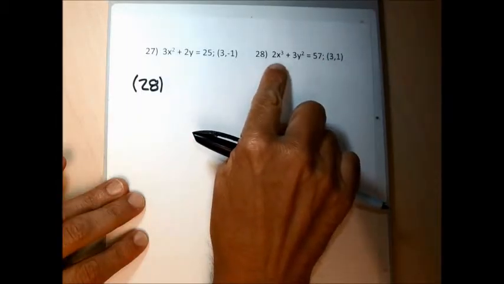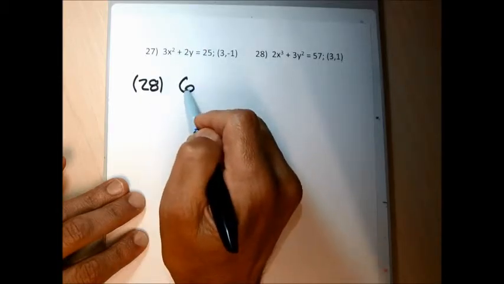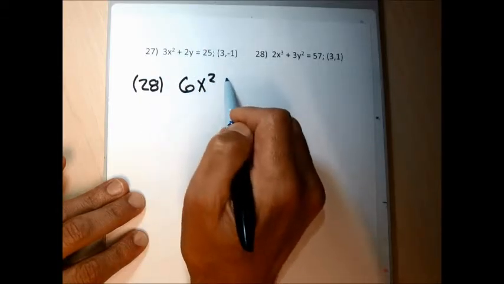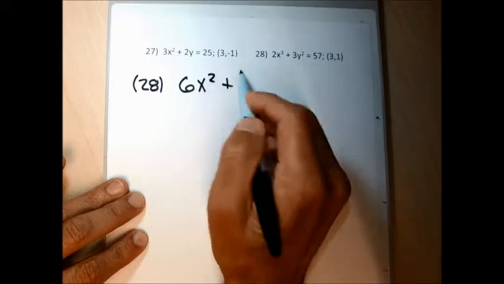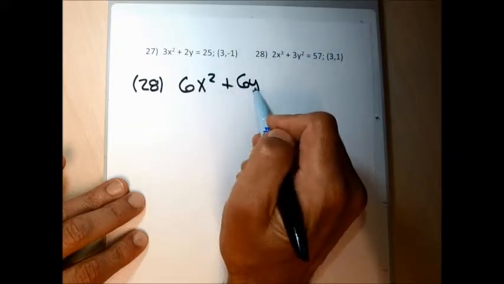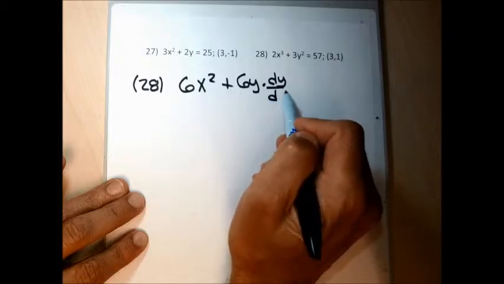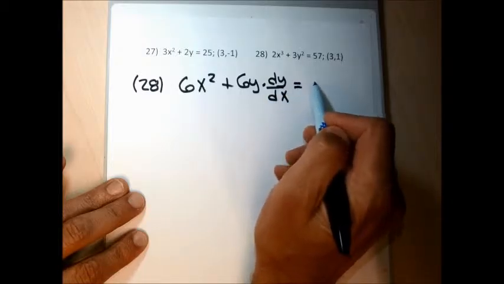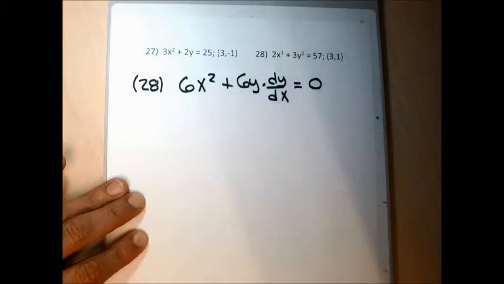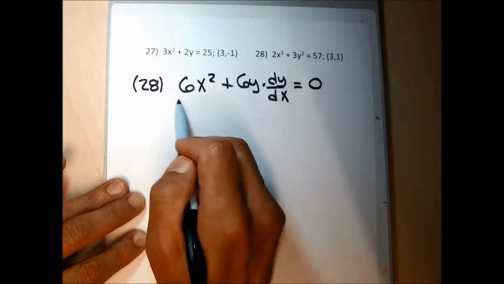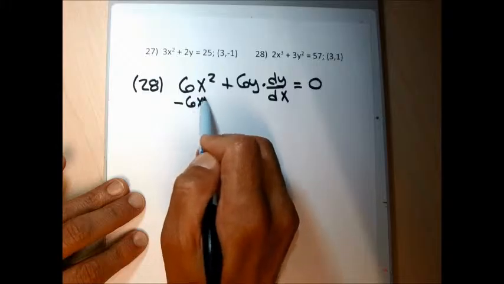So the derivative of 2x cubed is 6x squared. The derivative of 3y squared is 6y, but I'm taking the derivative with respect to x, and the term had a y. So I tack on a dy/dx. And on the right side, the derivative of 57, because it doesn't have an x, is 0. Now I'm going to solve this for dy/dx. I'm going to subtract 6x squared from both sides.